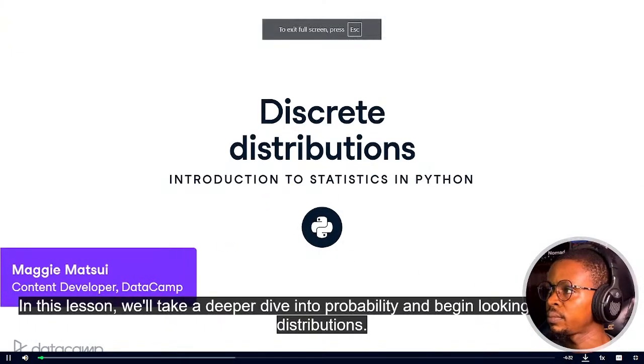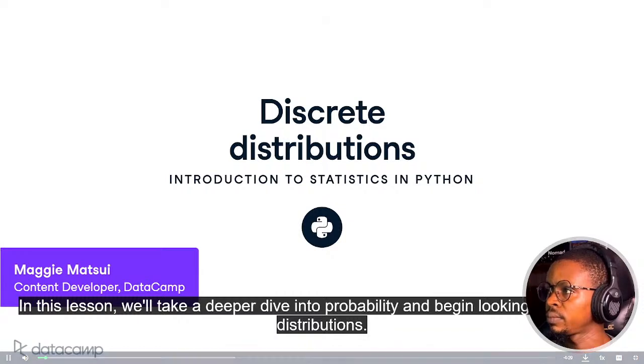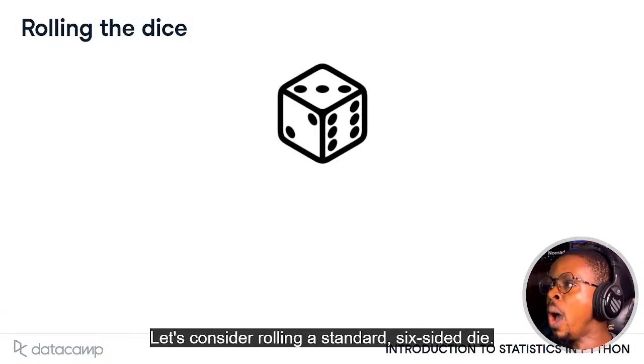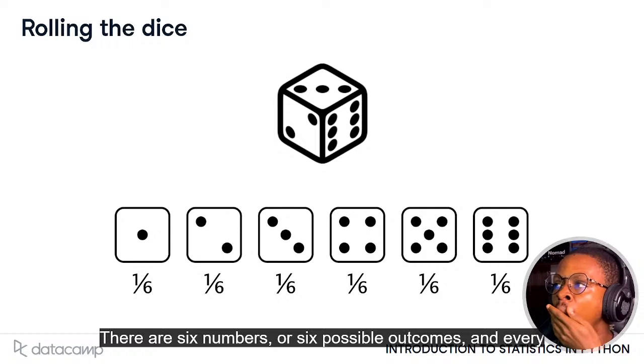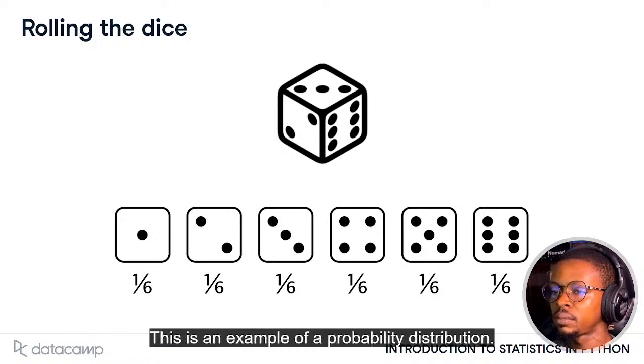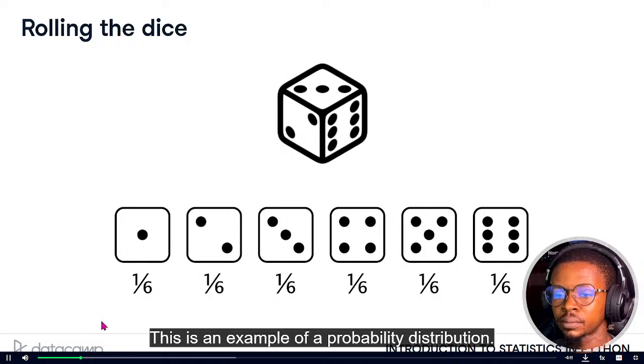In this lesson, we'll take a deeper dive into probability and begin looking at probability distributions. Let's consider rolling a standard 6-sided die. There are 6 numbers, or 6 possible outcomes, and every number has 1/6, or about a 17% chance of being rolled. This is an example of a probability distribution.